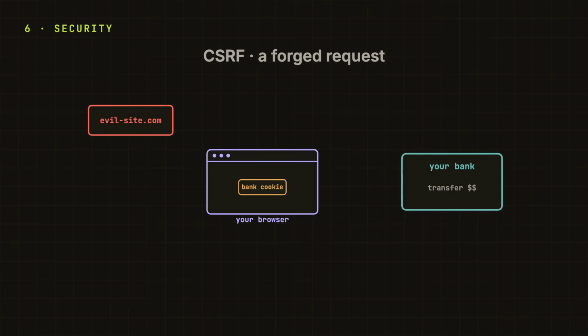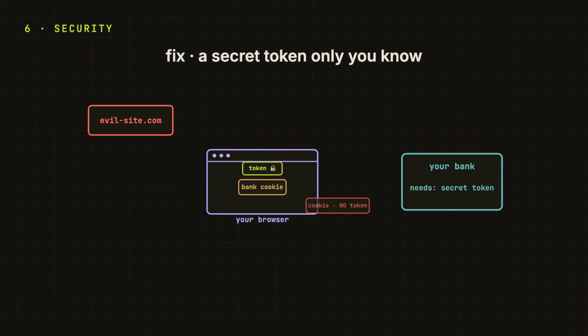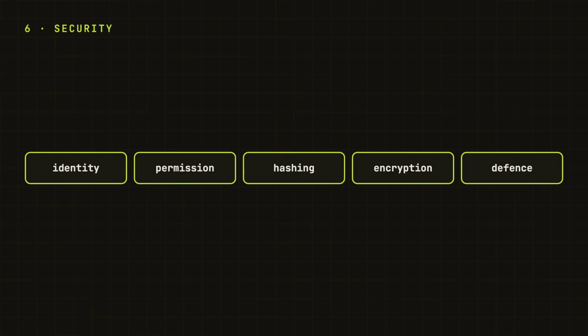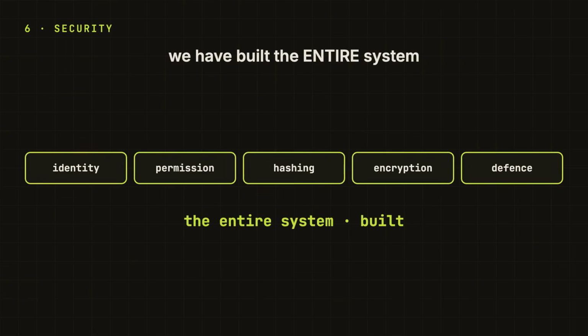And CSRF, cross-site request forgery. A malicious site tricks a logged-in user's browser into making a request they did not intend. The fix is a secret token that only your real site knows. Name the attack, name the fix. So, in our store, security means proving identity, checking permissions on every action, hashing passwords, encrypting everything, and defending against the common attacks. And with that, we have actually built the entire system end to end.